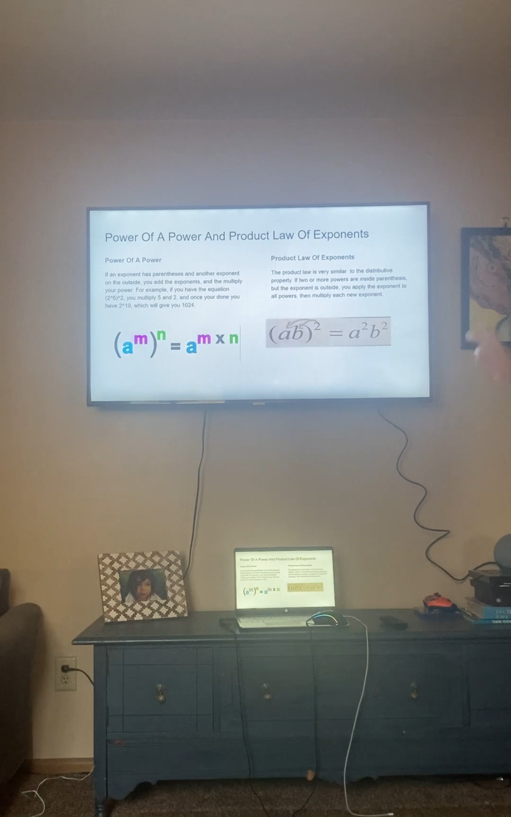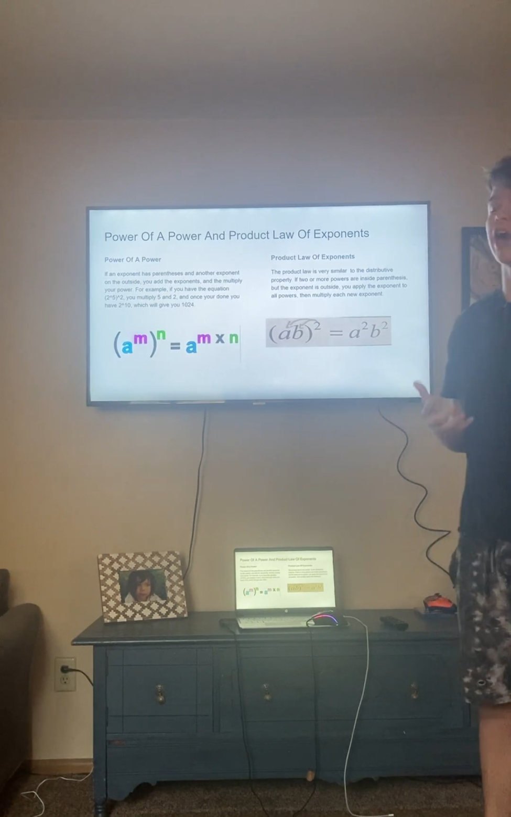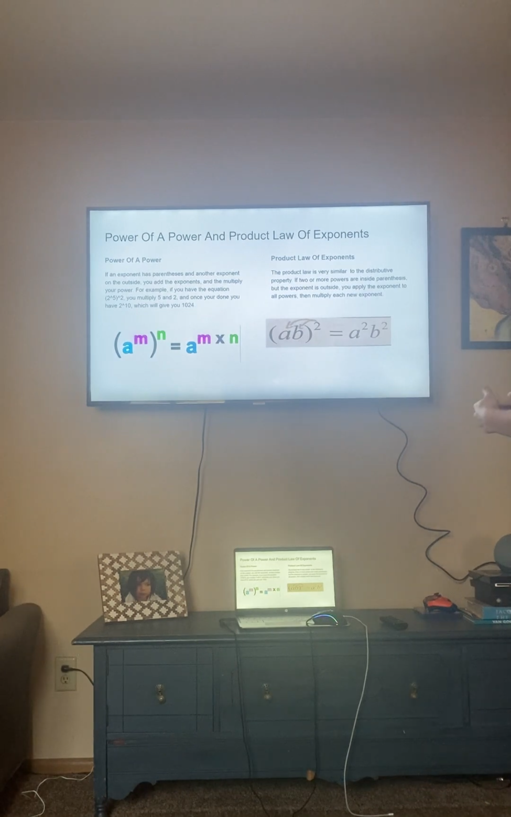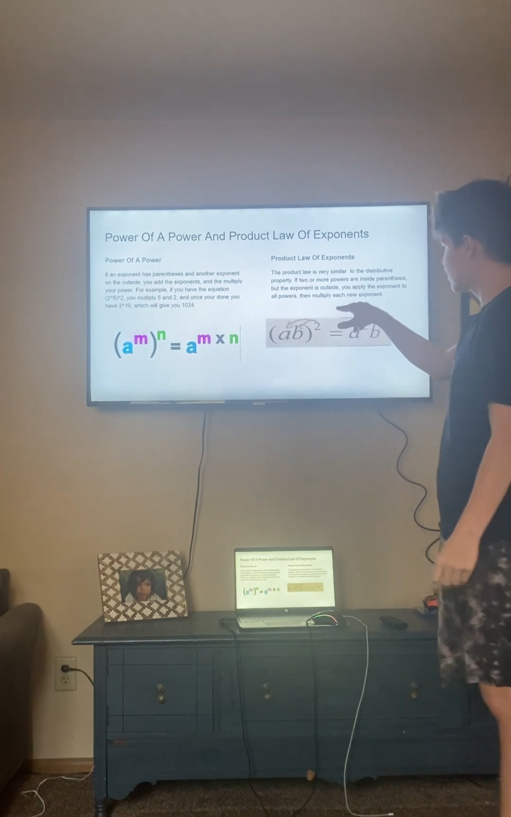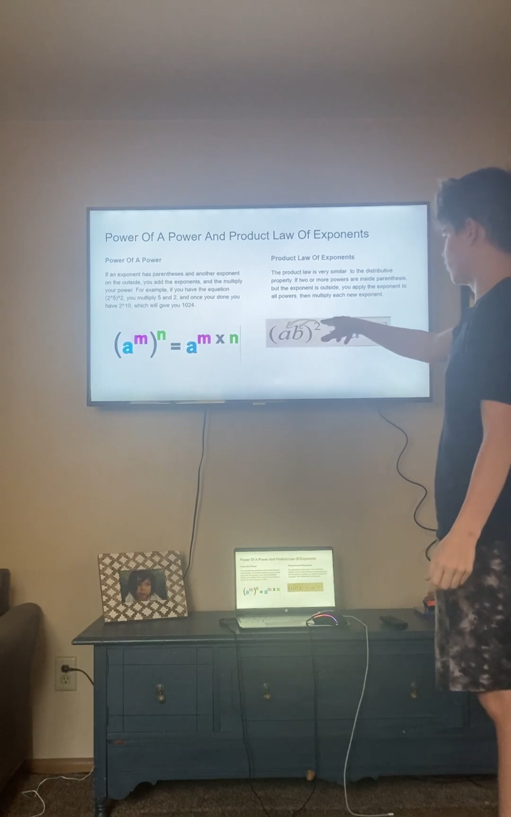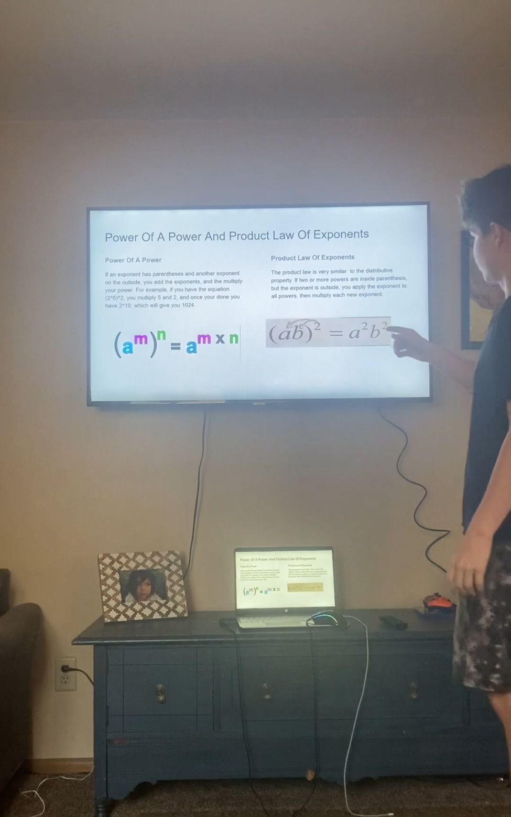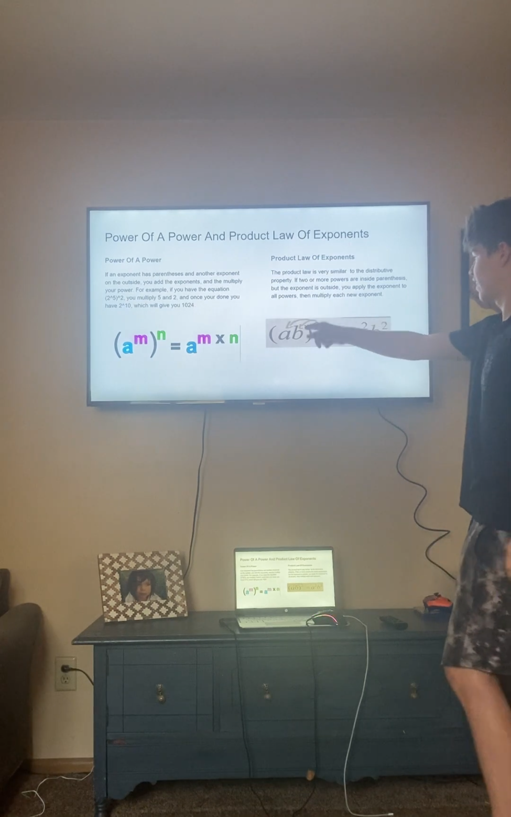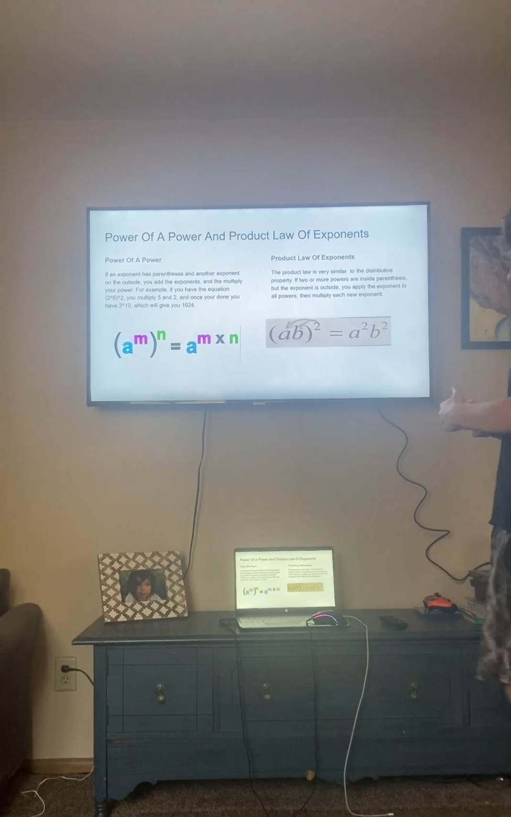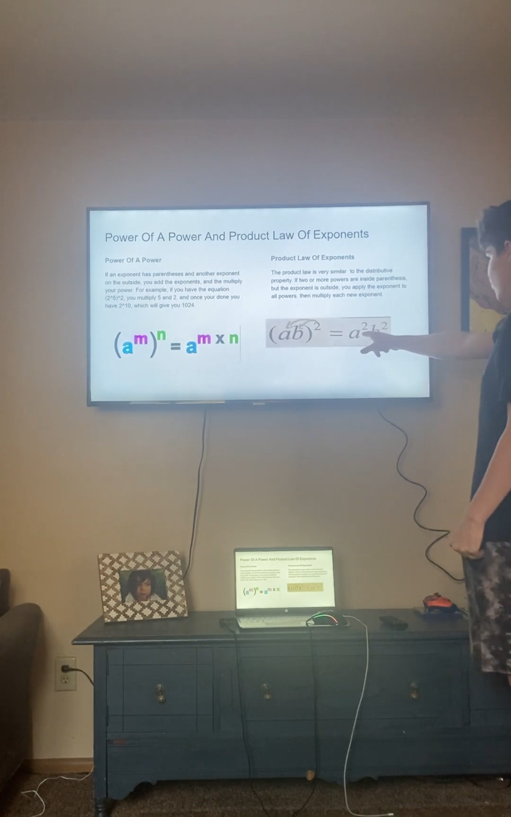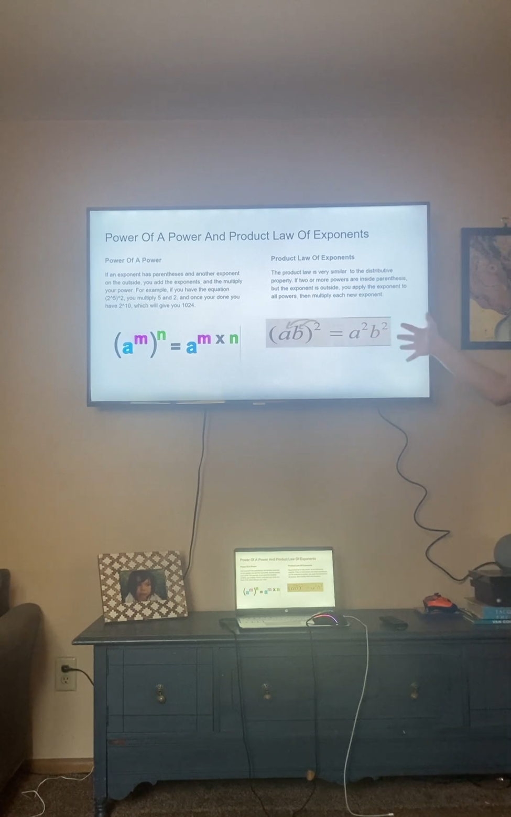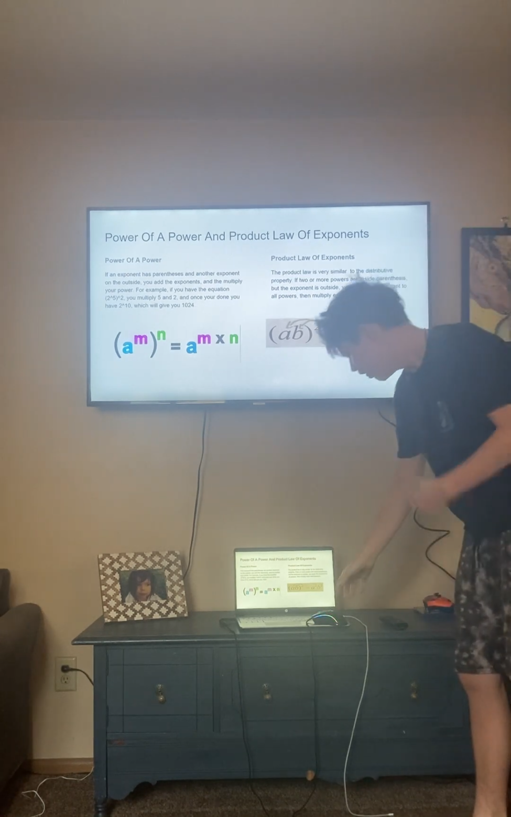And then we have the product law of exponents, which is really similar to the distributive property. What you're going to be doing is if you have two or more numbers in parentheses and an exponent on the outside, you will basically be putting that exponent onto both of your numbers, and then once you have a squared and b squared or whatever you have, you multiply that, and that's your answer.